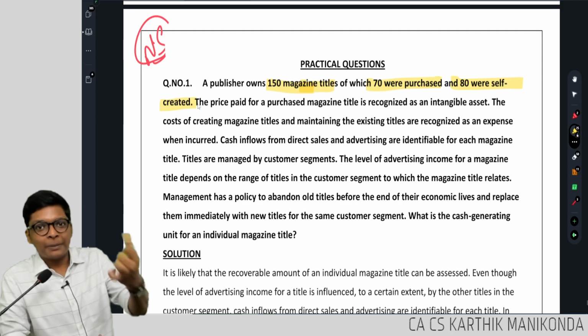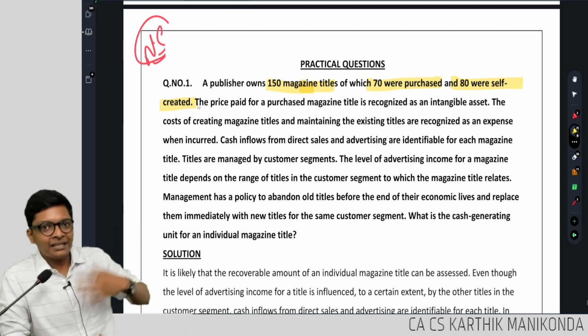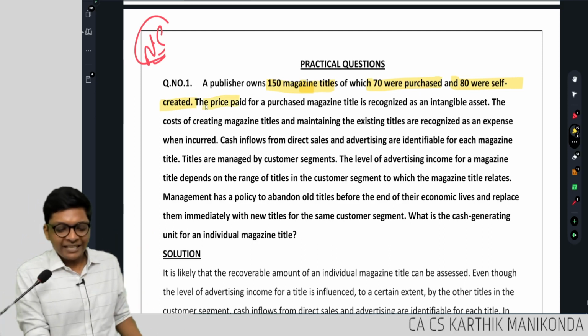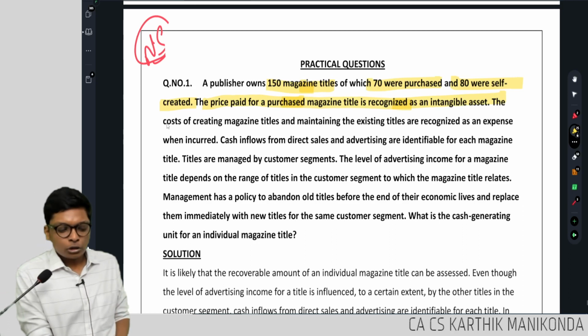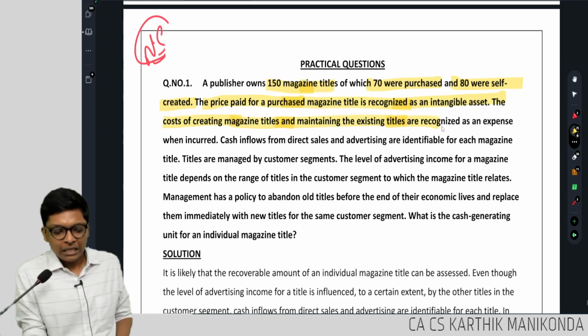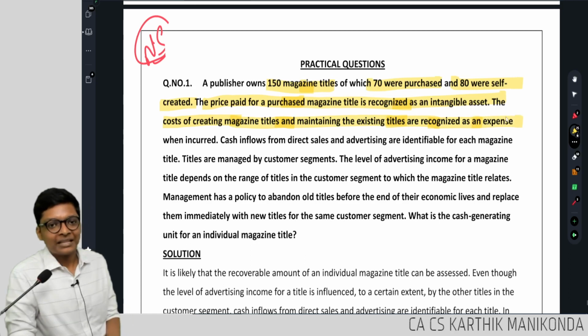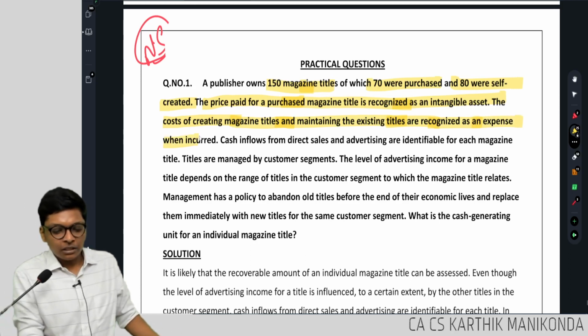Like Netflix, buying rights for movies. Some movies they buy, some they make. The price paid for a purchased magazine title is recognized as an intangible asset. Yes, copyright, I paid for it. The cost of creating magazine titles and maintaining the existing titles are recognized as an expense when incurred.